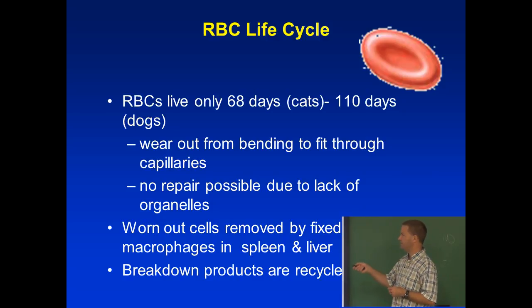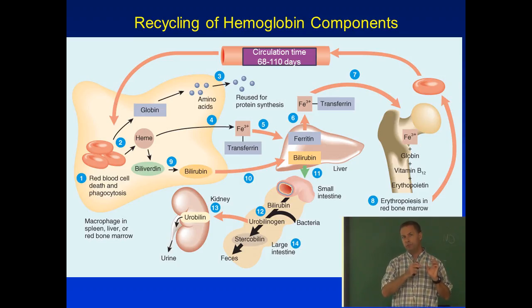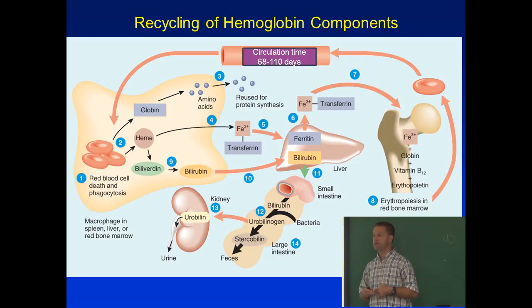They wear out as they go through blood vessels, and they bend, and their membrane deforms. And if they were any other cell, we could repair that membrane. But these cells don't really have any organelles, so the membrane breaks down, and they eventually are going to rupture. And when they do, that usually happens within the spleen. Okay, the spleen is the place where we tend to recycle a lot of the worn out red blood cells. The spleen and also the liver. Okay. So we're making millions of red blood cells a day, which means we're recycling millions of red blood cells a day.